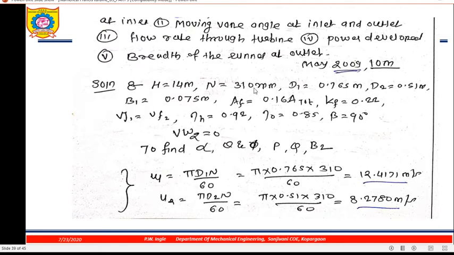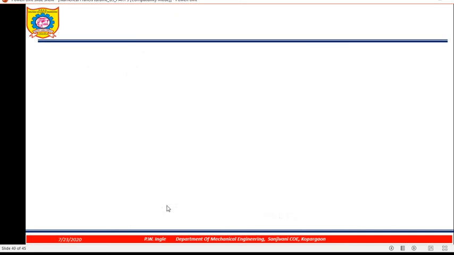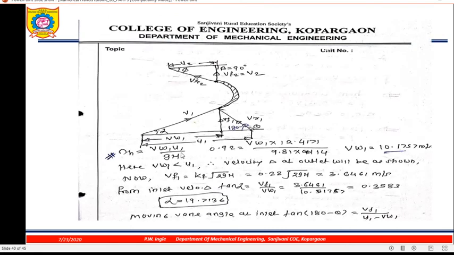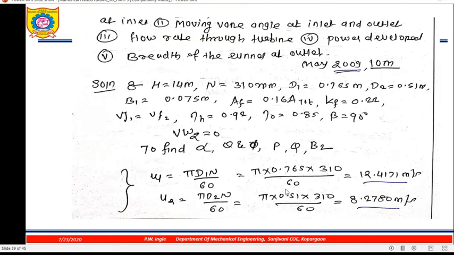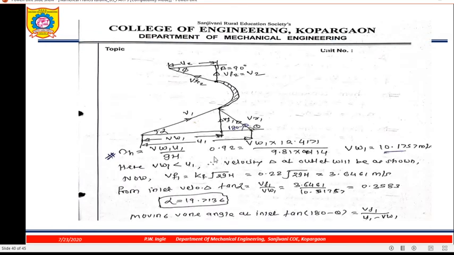So H is 14 meter, N is 310 rpm, D1, D2. So calculate U1, U2 first. Then hydraulic efficiency is what? Vw1 U1 upon gH. Now calculate the value of Vw1. How much is it? 10.17. And how much is the value of U1? 12. So U1 is more. So U1 is greater than Vw1. That's why your triangle is modified like this. This is very important. Your triangle is modified, so every time you have to see the value of Vw1 and U1. So triangle at inlet will be modified.